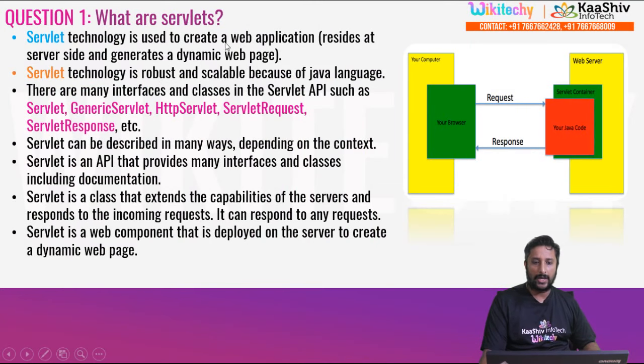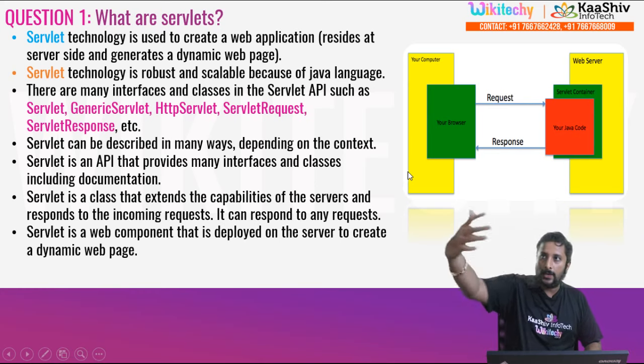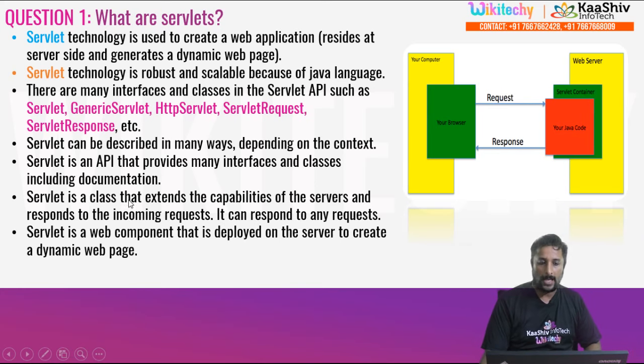Okay, servlet to create a web application, everything is given, just watch it. So whatever things I have told, everything is here. Okay, check it out. So here is the definition. Servlet is an API that provides many interfaces and classes, including documentation. It will have the interfaces and classes. Okay, servlet is a class that extends the capability of the server and responds to the incoming request. So it will be available in the server. If any request is coming in, it will process it. That's how the servlet works, and it's a web component deployed on the server to create dynamic web pages. So all these things are here, just watch it.